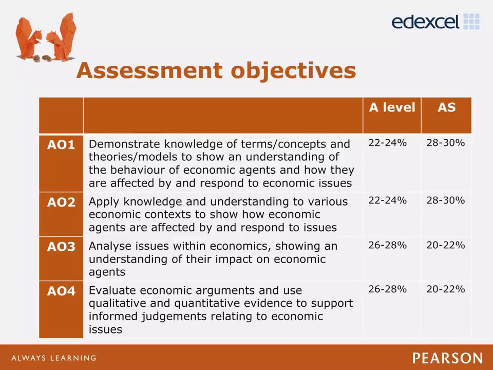This slide summarizes the weightings of each assessment objective in our AS and A-level assessments. AS and A-level assessments are set at a different level of demand, which is reflected in the weightings. We have a greater weighting on knowledge and understanding, AO1, in AS, and a greater weighting on analysis and evaluation, AO4, in the A-level.